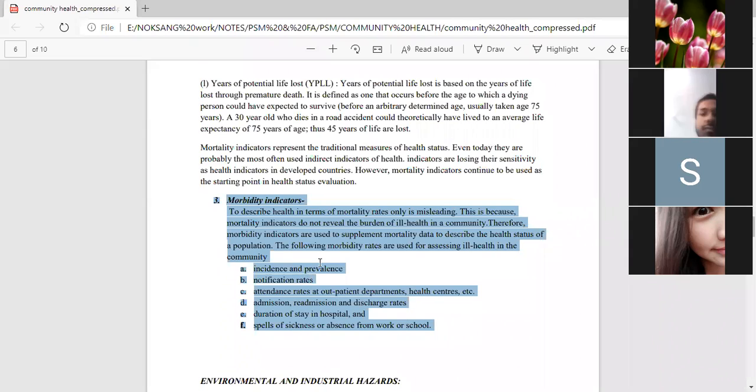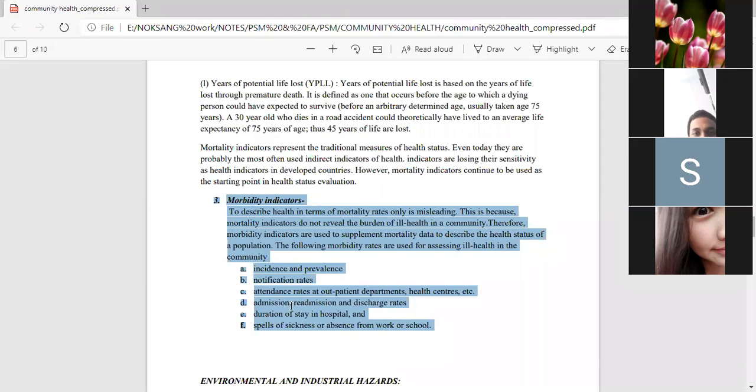In morbidity, the following morbidity rates that are used for assessing ill health are: first is your incidence and prevalence. Next is your notification rate. Number C is your attendance rate at outpatient departments, health centers, etc. Whenever you go to a hospital for getting admission, first you need to go to the OPD, outpatient departments. So you will have to give your attendance rate. Then next is your admission, readmission, and discharge rate.